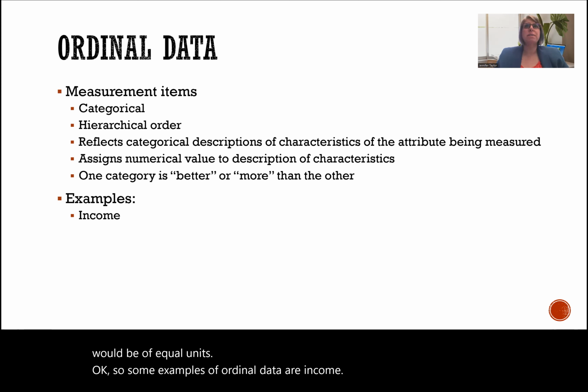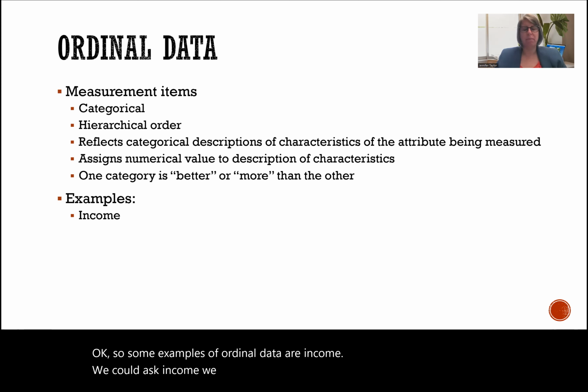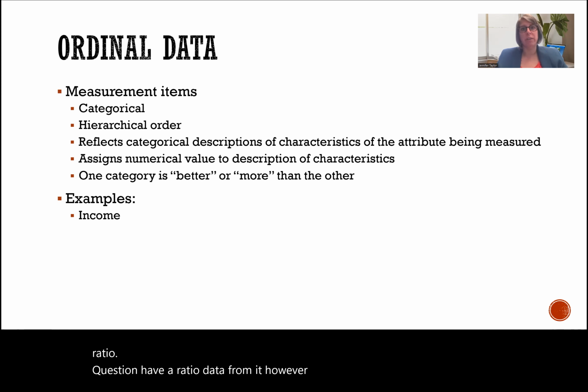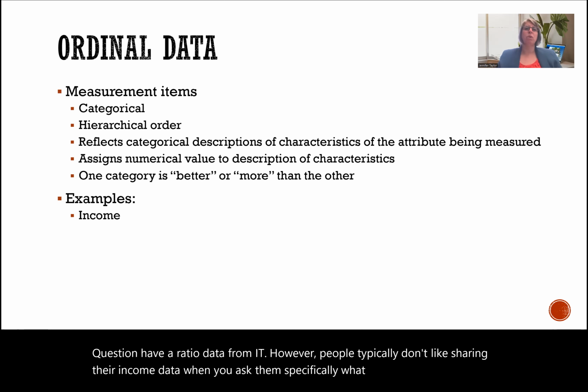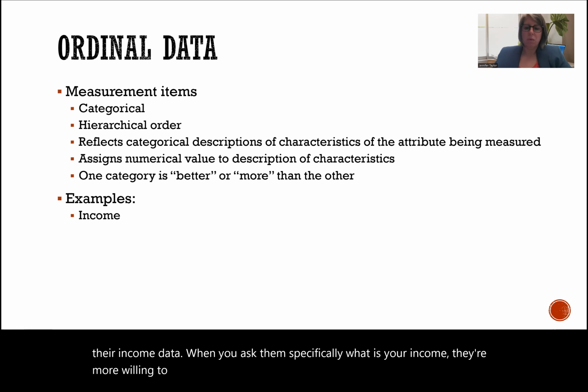Okay, so some examples of ordinal data are income. We could ask people what their income is and make it a ratio question, have ratio data from it. However, people typically don't like sharing their income data when you ask them specifically, what is your income? They're more willing to answer questions that are in categories. So it's better to ask it in an interval or ordinal scale.